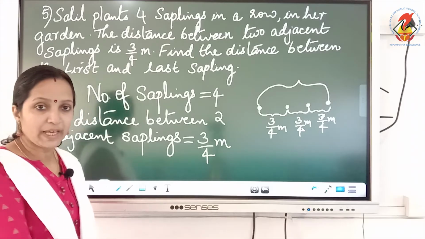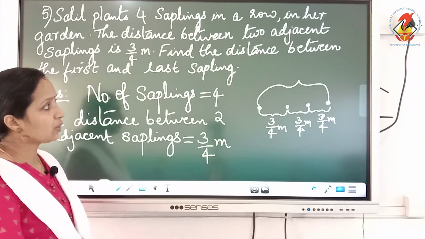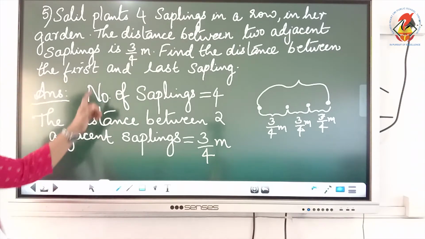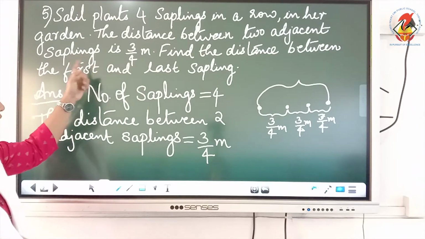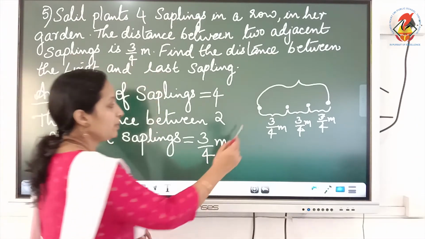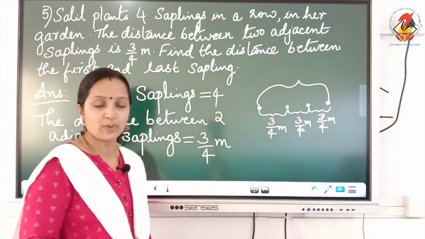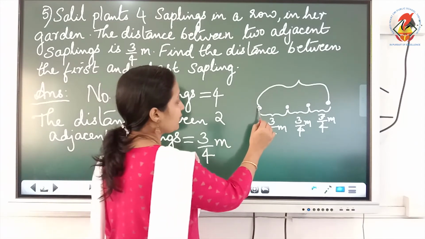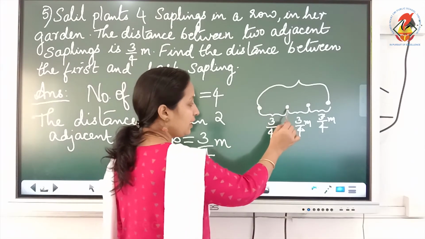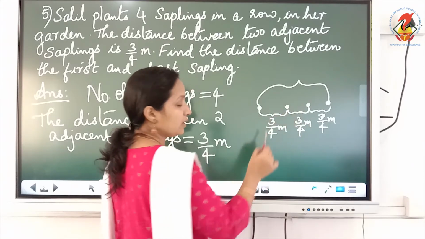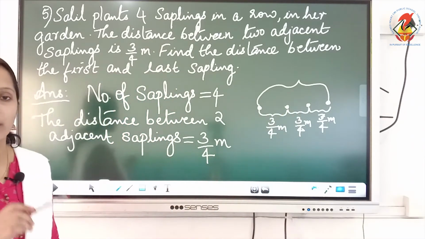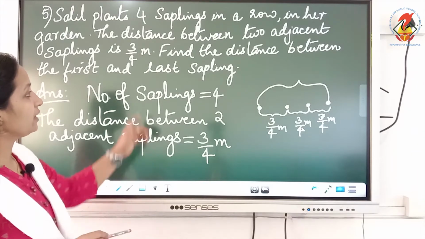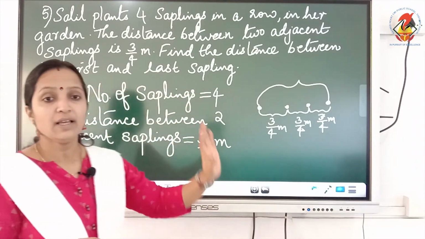Now listen children, what is given there in the question? She wants to plant 4 saplings in a row. And one more thing is given there, the distance between two adjacent saplings is 3 by 4. Row means in a straight form she wants to plant. Two adjacent sapling distance means from the first one to second one. Like the same way, from second one to the third one, that distance is 3 by 4. And we have to find the distance between the first and the last sapling.